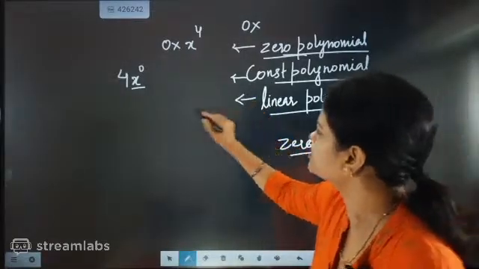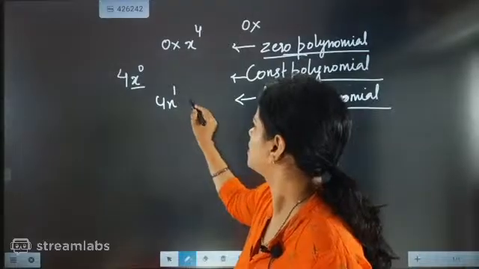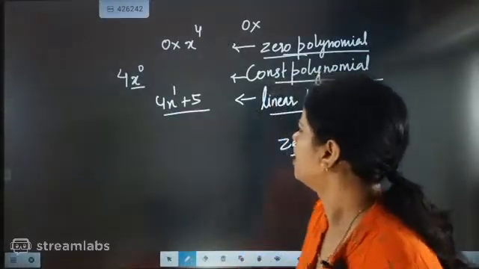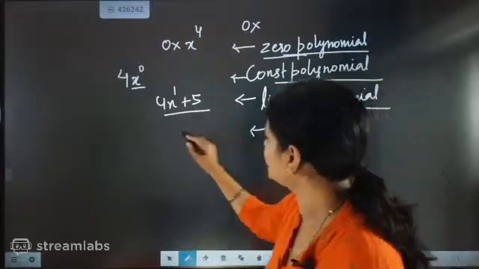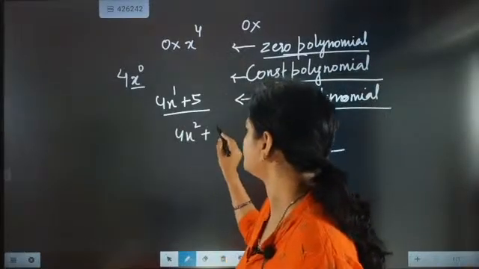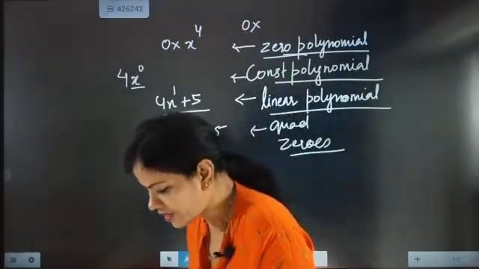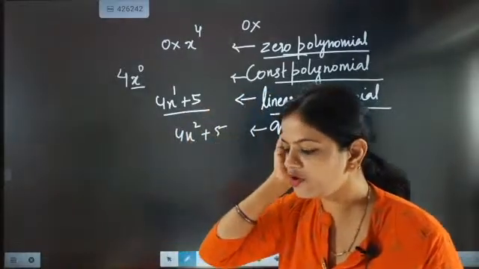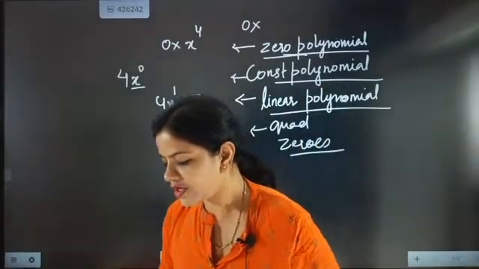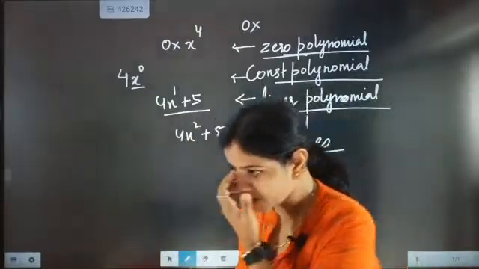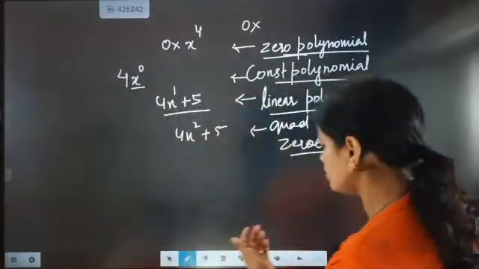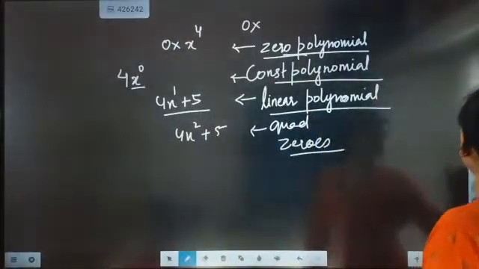Linear polynomial means degree is 1. Quadratic polynomial, what is the degree? For quadratic polynomial degree is 2. So now let's check this one out.